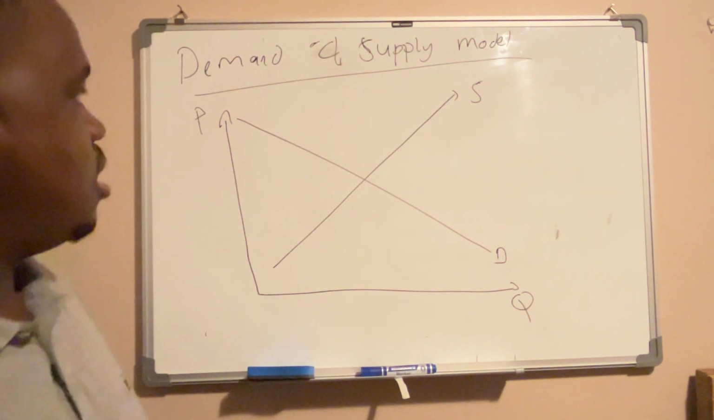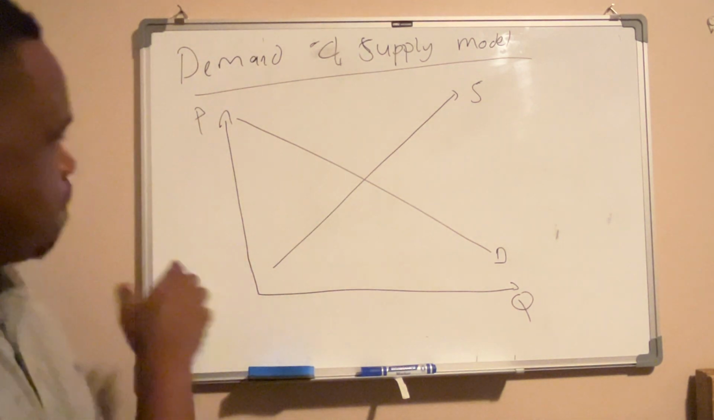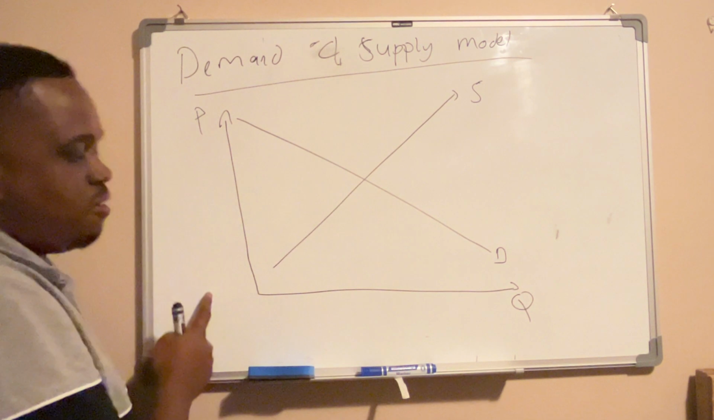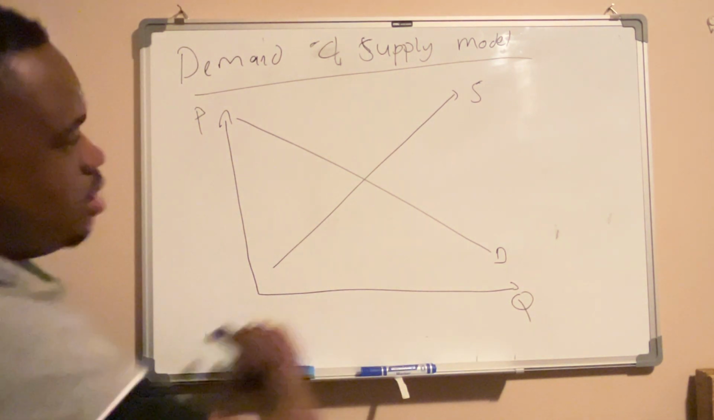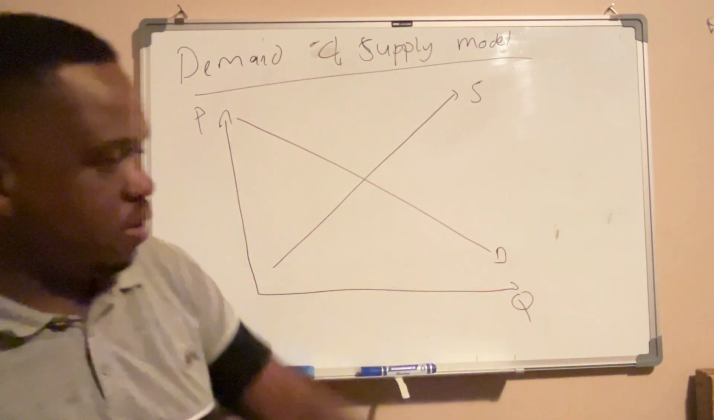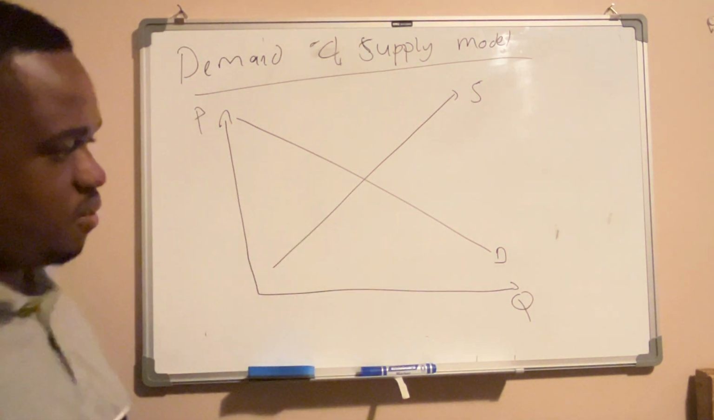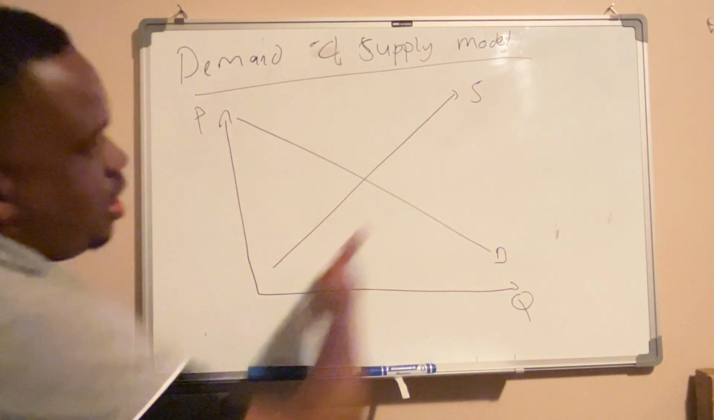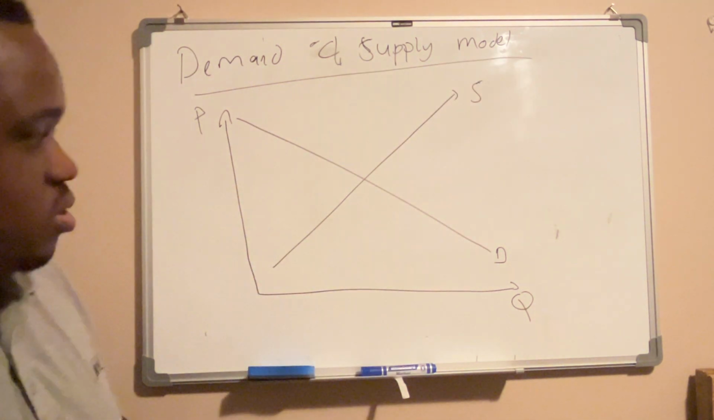So let's talk about just the basic demand and supply model over here. We have this graph with price on the vertical axis and quantity on the horizontal axis. This upward sloping curve is known as your supply curve, and the downward sloping curve is known as your demand curve. The demand curve is the willingness of consumers to consume, and the supply curve is the willingness of suppliers to supply a product into the market.